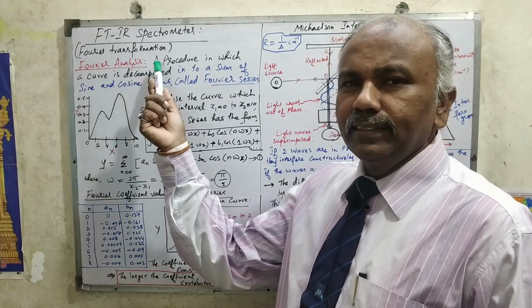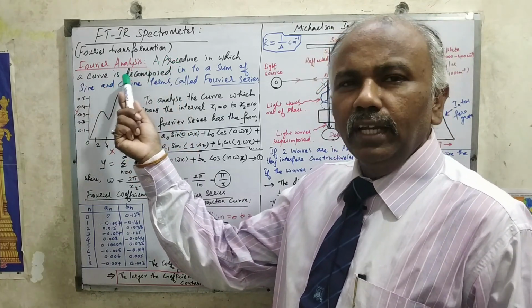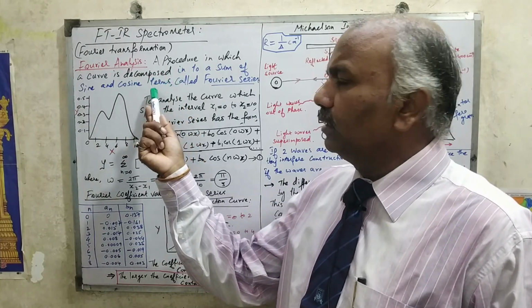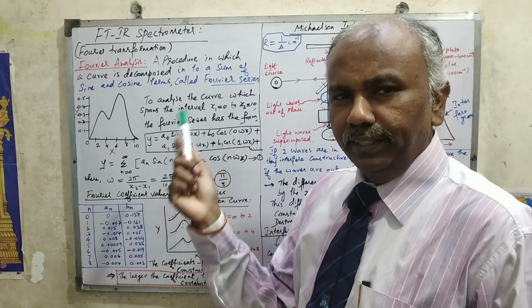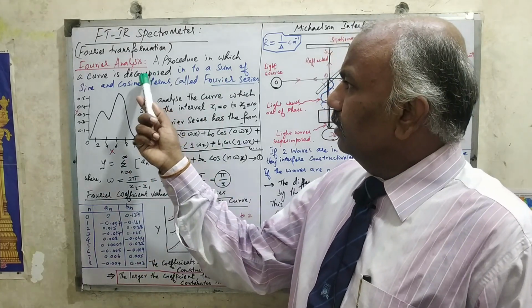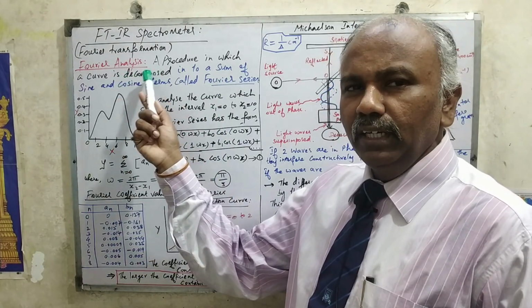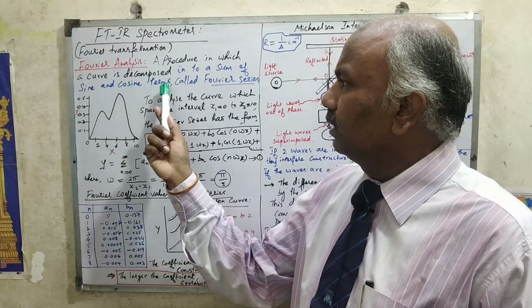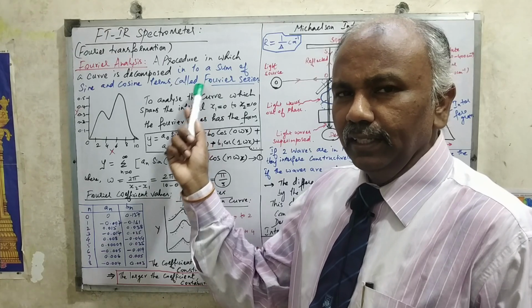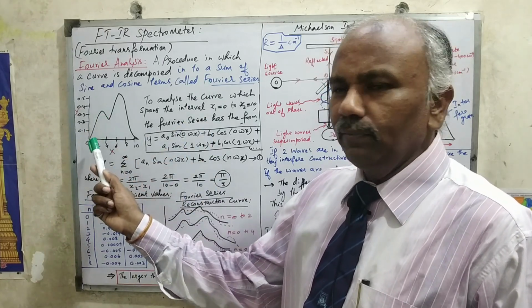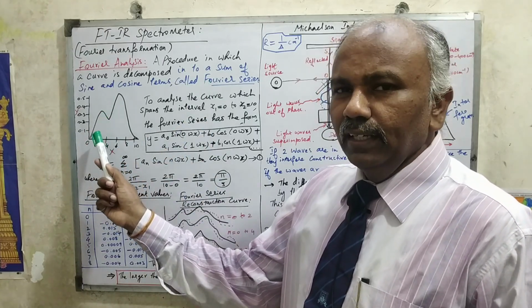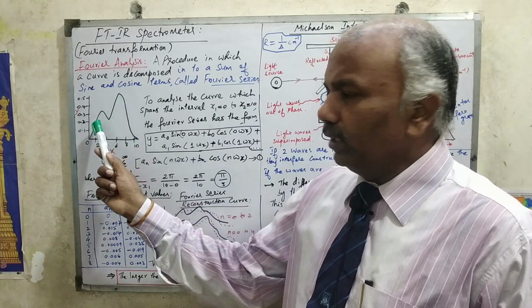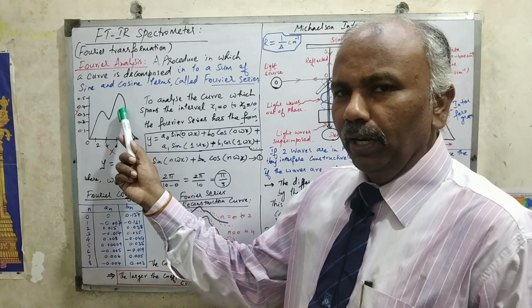Fourier analysis is a procedure in which a curve is decomposed into a sum of sine and cosine terms called a Fourier series. I repeat: a Fourier analysis is a procedure in which a simple curve is decomposed into a sum of sine and cosine terms called a Fourier series. So what is this term? Basically, a curve has two components, right? One is the sine component, another one is the cosine component, right?